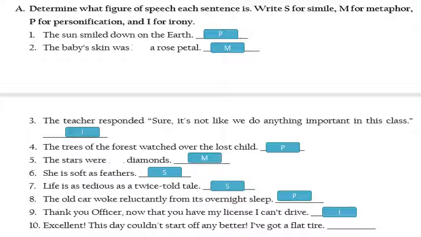Excellent. This day couldn't start off any better. I've got a flat tire. Imagine yourself getting a flat tire. Could you say that this is a good day? For sure, no. Also, it is showing sarcasm. So it is what? Irony.